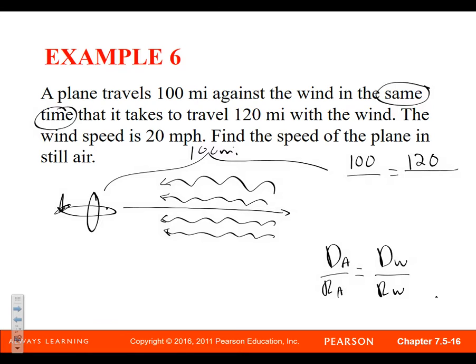Now here's where it gets interesting, okay? He has a certain rate that he's traveling, right? He's going at a certain speed. But he's going against the wind. So what does the wind do, technically? Slows him down. So it's going to be his rate minus the wind. Does that make sense? Because it's going to slow him down. But on the other side, when he's going with the wind, it's helping him, isn't it? So it's the rate plus the wind.